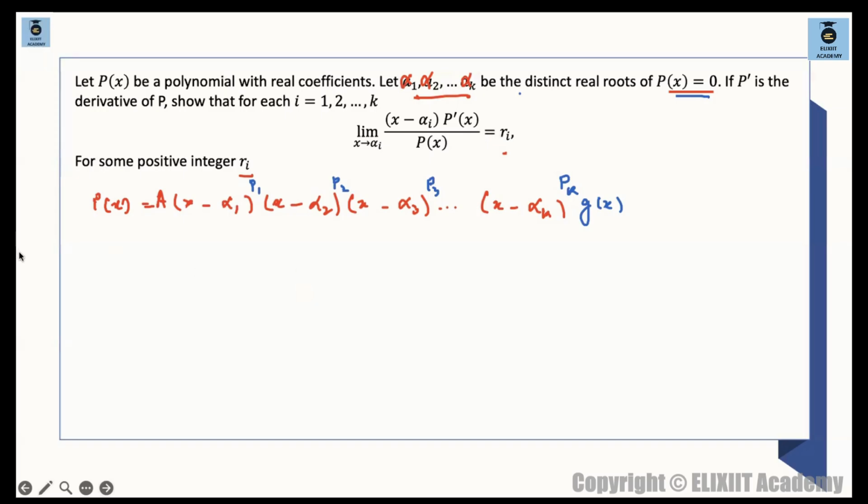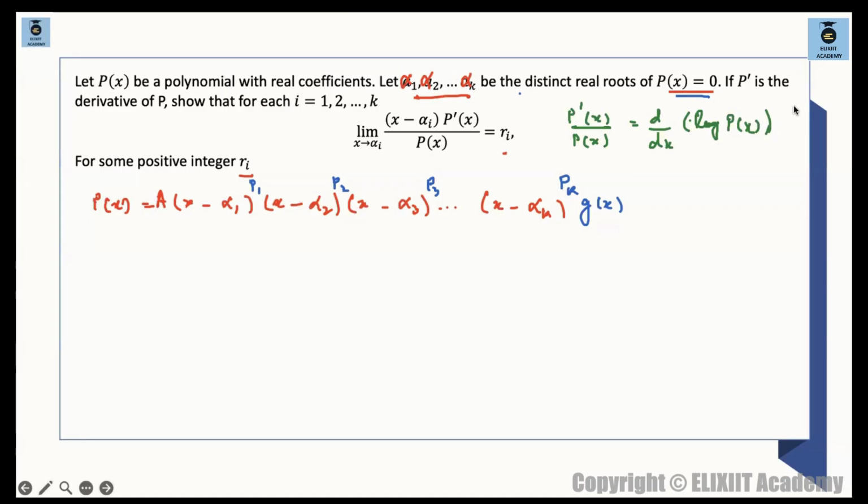One thing you should note over here is that this is a very common format which you have seen before. See, p dash of x divided by px. I hope you know that this is nothing but d by dx of log of px. Not difficult to prove. Obviously, d by dx of log of px is 1 by px, multiplied by the differentiation of px, which is p dash of x.